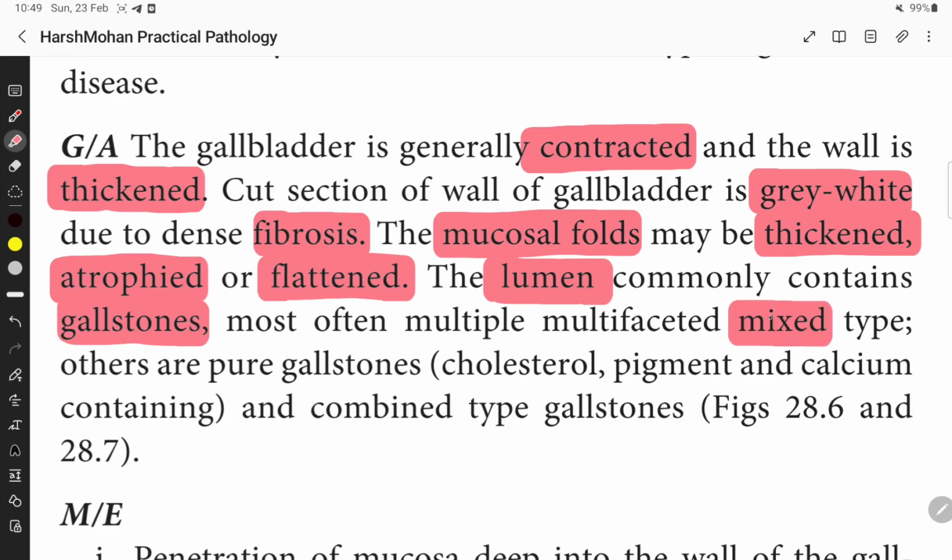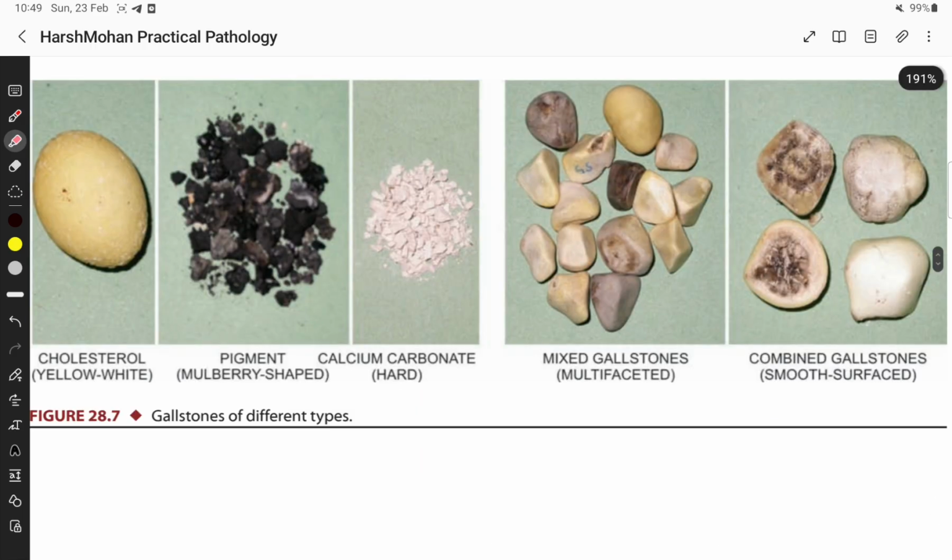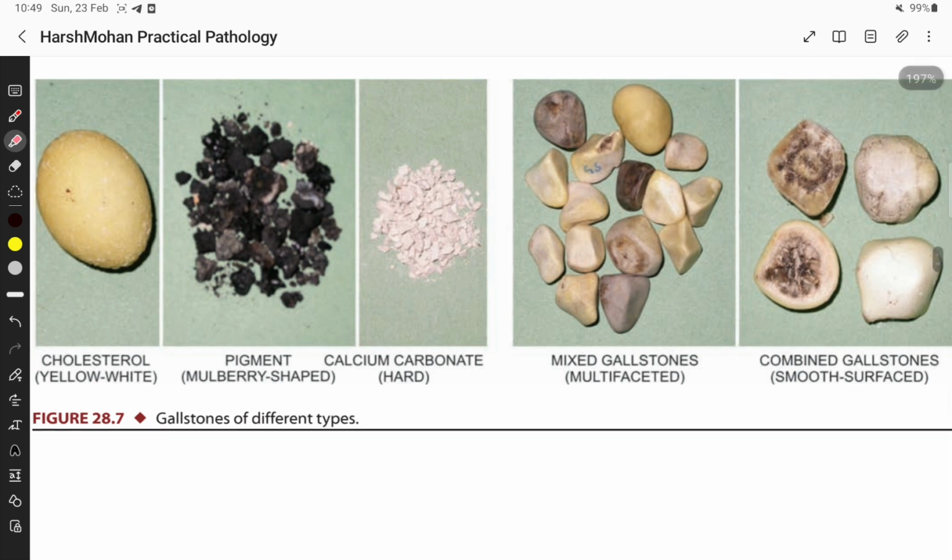Most often it is multiple multifaceted mixed type. Others are pure gallstones made of cholesterol, pigments, and calcium, and combined type gallstones. There are different types of gallstones.